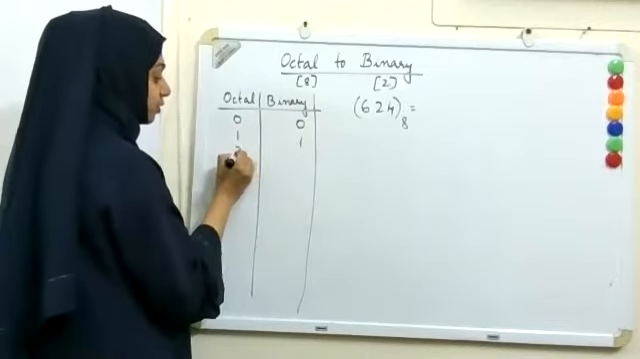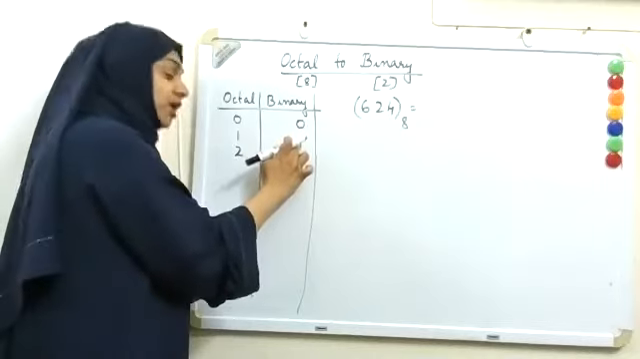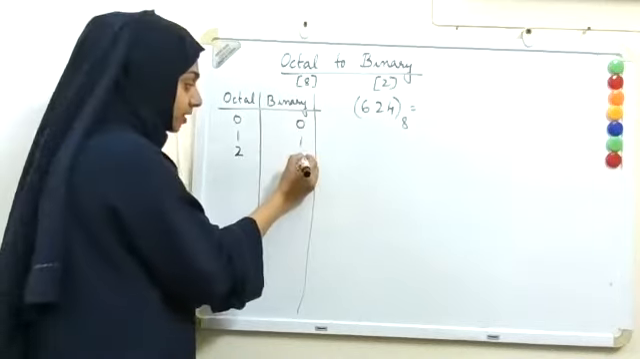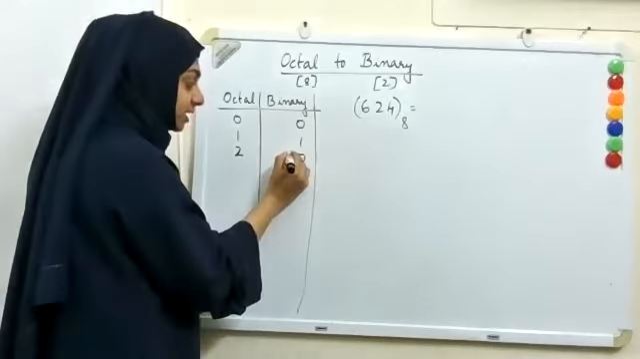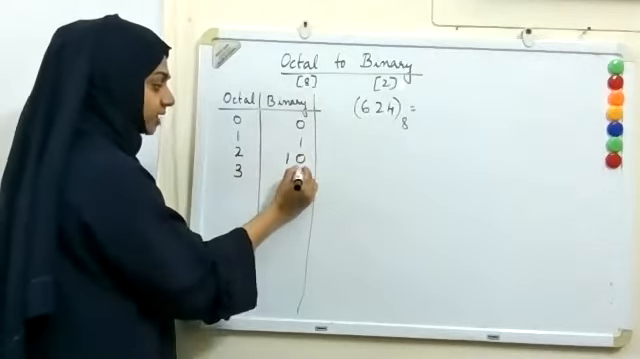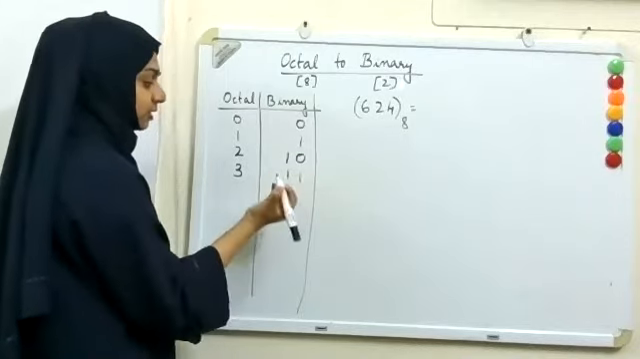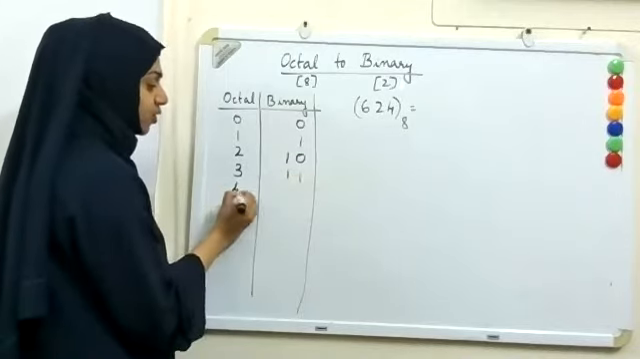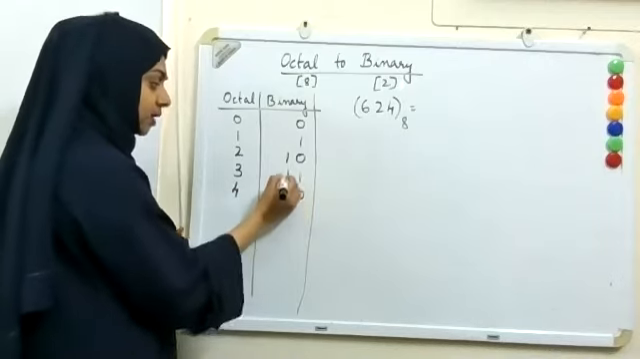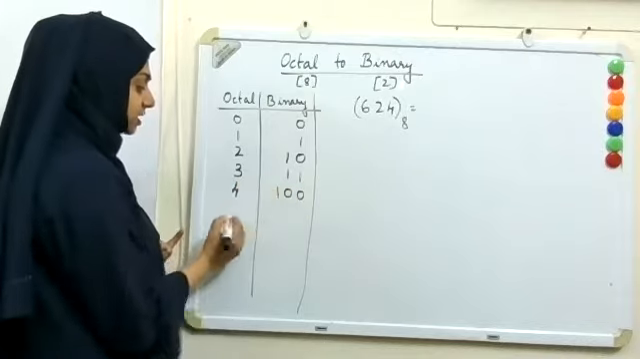Now when we put 2, what will be the binary number? You have to add 1 to this. 1 plus 1 is 0 with the carry 1. Now next one, 3. So adding 1 to it. 0 plus 1 is 1. So it will be like this. Then 4. So 1 plus 1 is 0 with the carry 1. 1 plus 1 is again 0. So the carry 1 I will write here.